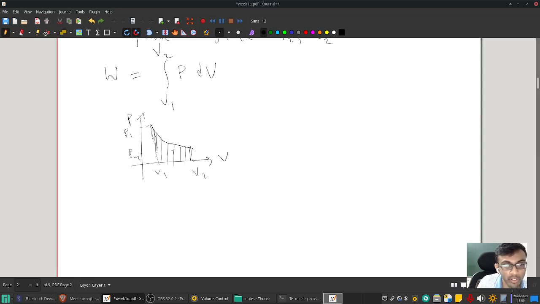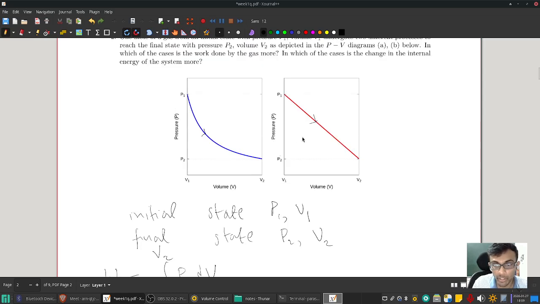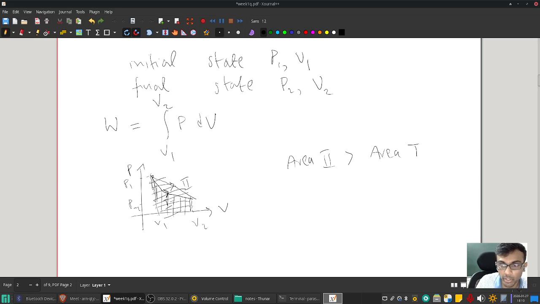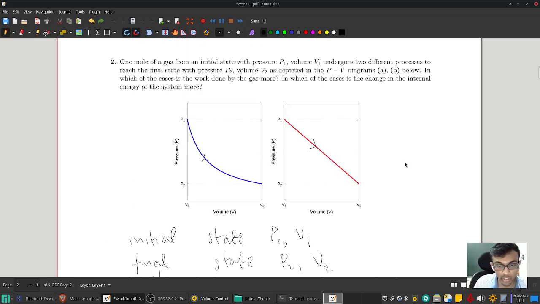Replicating it here, the second process is characterized by a straight line in the PV diagram, joining these two points. So clearly, the work done in this second case is more, because that curve lies above the first curve. So the area under curve 2 is clearly greater than the area under the first curve. So the work done in the second process is greater.